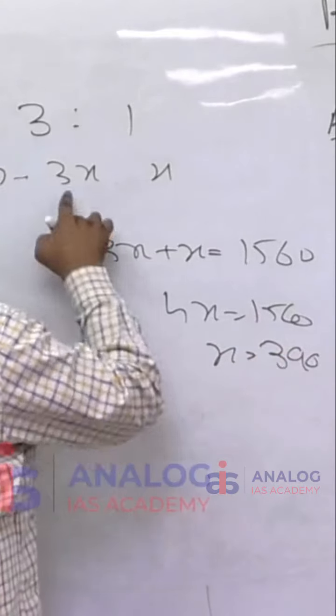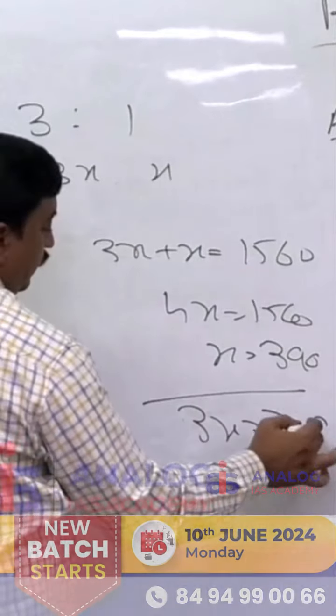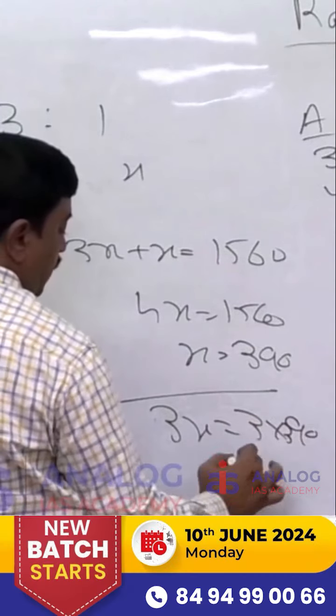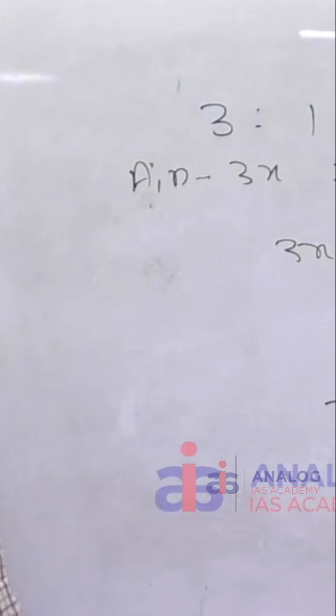Once you get x, 3x is your answer. 3 into 390, so it is 1170. This is the original way of doing it. We have learned that one. Okay.